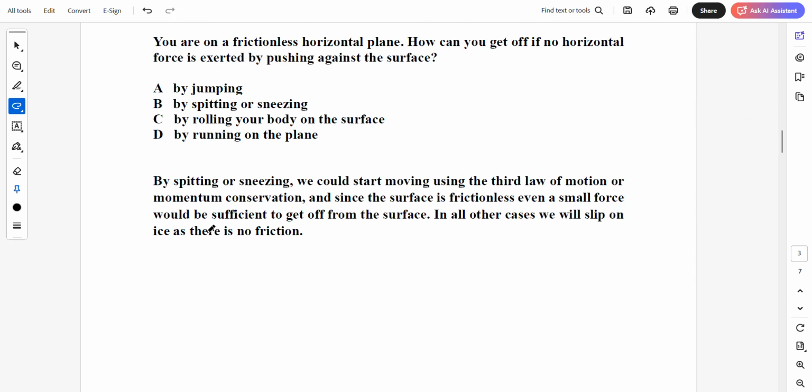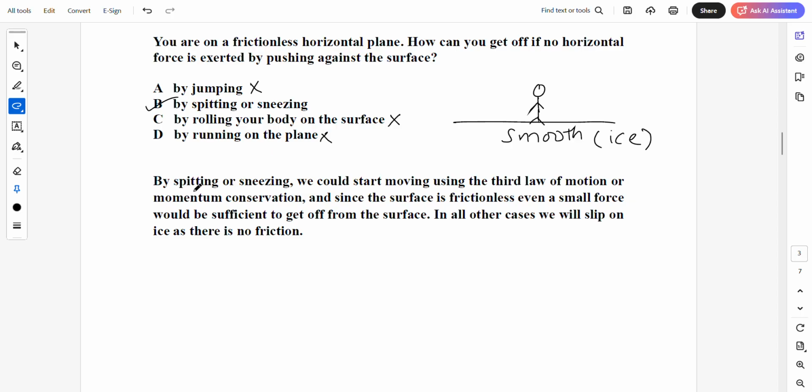Next problem, let's see. You are on a frictionless horizontal plane. How can you get off if no horizontal force is exerted? By pushing against the surface? Now this is a smooth surface like ice, that is, you are standing on ice. By jumping, by rolling your body on the surface? Not possible. By running on the plane? Not at all possible. By spitting or sneezing is the right answer.